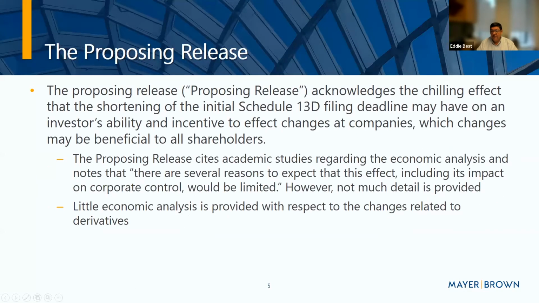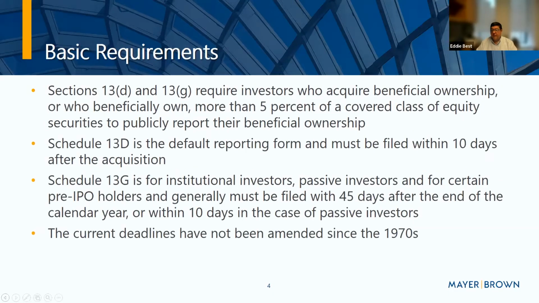Thank you. Oops. Go back up one to the basic requirements. Thank you. As noted before, Sections 13D and 13G require investors who acquire beneficial ownership or who beneficially own more than 5% of a covered class of equity securities to publicly report their beneficial ownership. Schedule 13D is the default reporting form and generally must be filed within 10 days after the acquisition of the 5% or going over 5%.